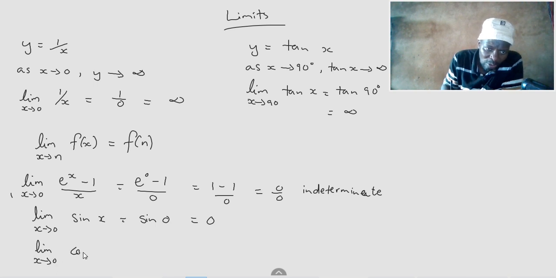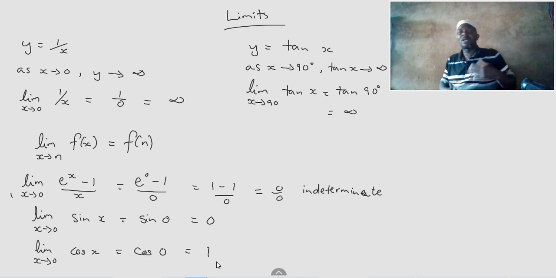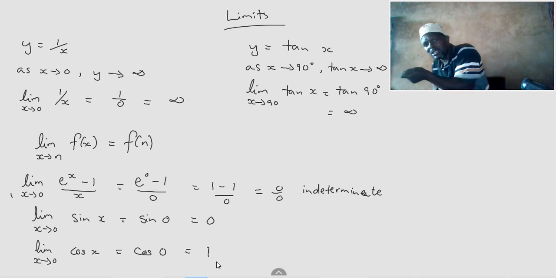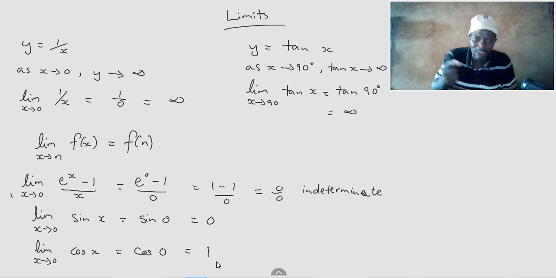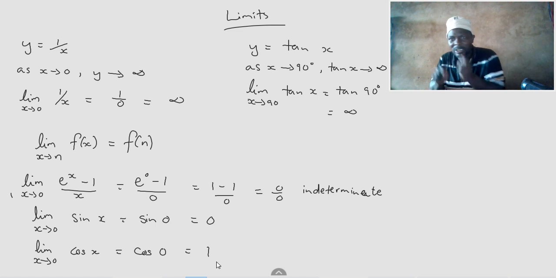Another example which will hopefully clear this matter. Let's say this was a cos of x. All we do is substitute the limit value. So this is cos of 0, which is 1. So it means if x is limited by 0, then our graph is limited by 1. If x cannot get to 0, then our graph cannot get to 1.